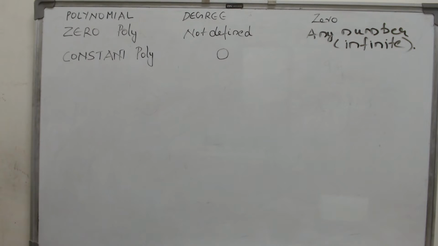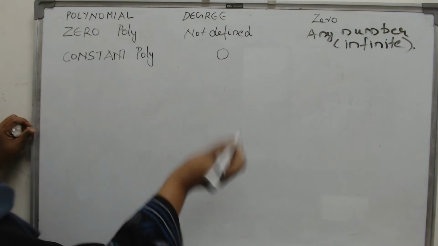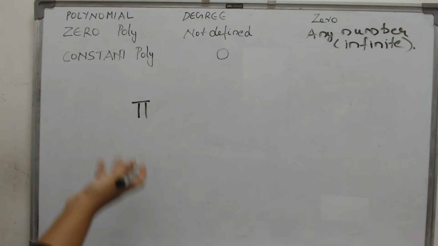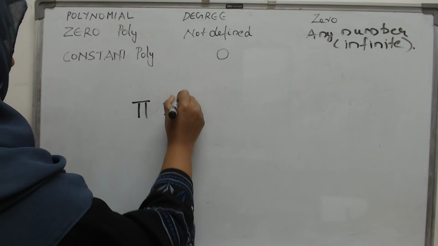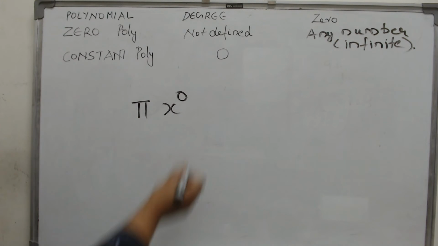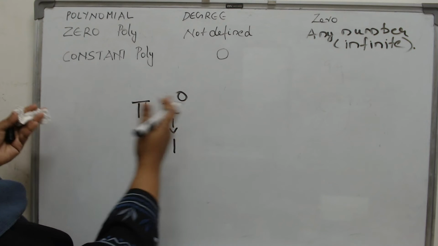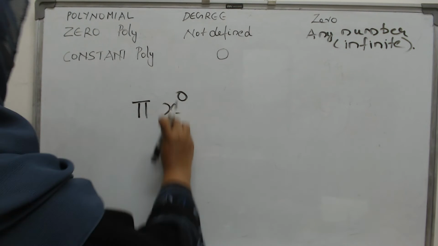Now we come to the constant polynomial. Think of any constant. I will take pi. I am taking pi. It just means it is what? 22 by 7. Now what is the 0 of it? What can I write it as? It can be written as x raised to 0. Why? Because x raised to 0 is 1. So I am just writing it as pi into 1. So there is no problem with that, right?